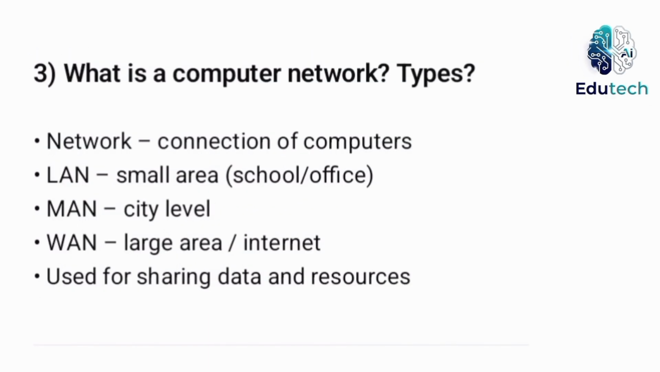Computer networks and types. A computer network is a group of computers connected together to share data and resources. There are three main types of networks. LAN covers a small area like school or office. MAN covers large areas such as city. WAN covers a very large area like the country or the entire world. And the internet is the best example of WAN.